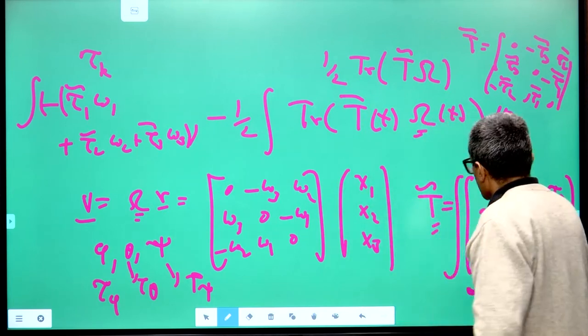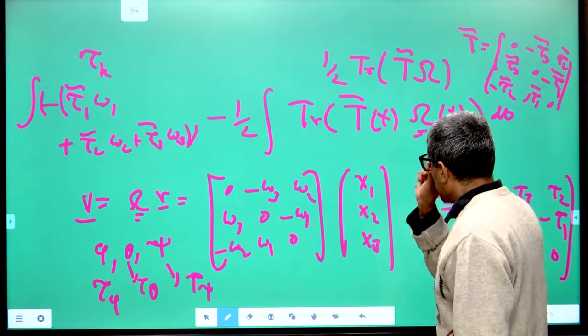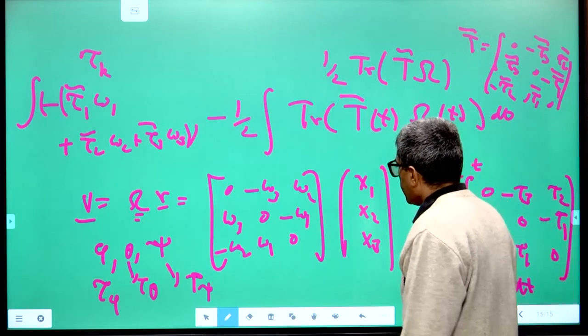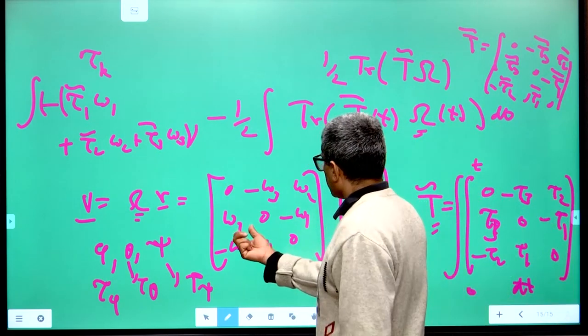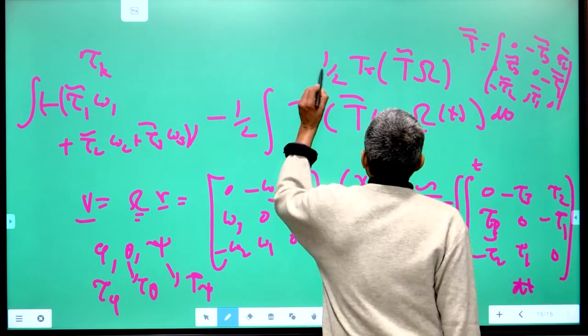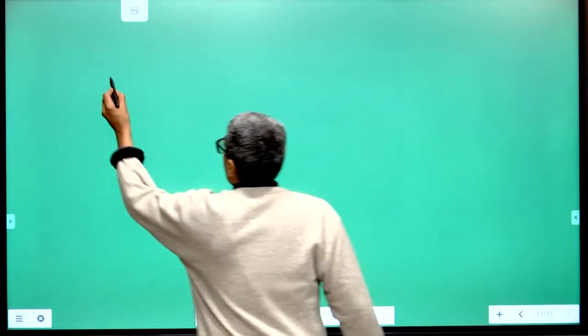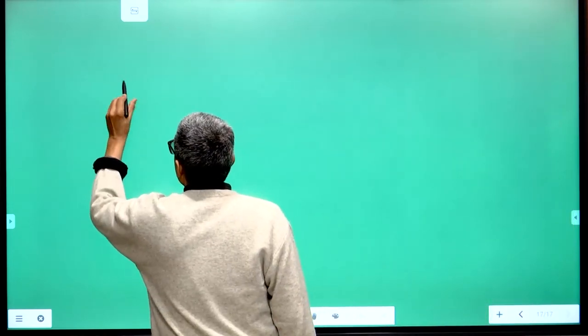The half sign will come because if you take the trace of tau tilde and omega, if you multiply these two, each term will occur twice. Tau 1 omega 1 will occur twice, tau 2 omega 2 will occur twice, tau 3 omega 3 will occur twice. So you put a factor of half, and this is the total contribution to the Lagrangian. So what is the total Lagrangian of the system when torques are taken into account?